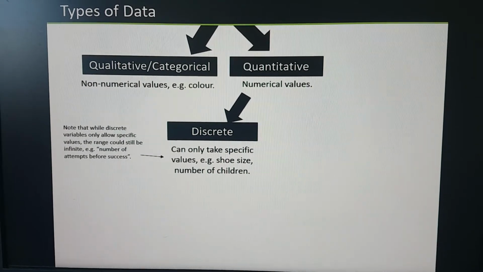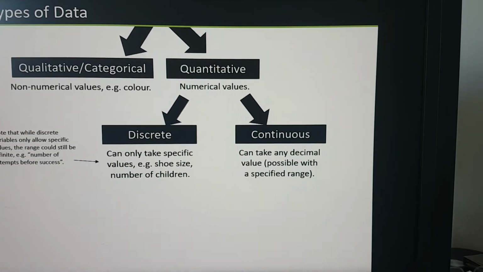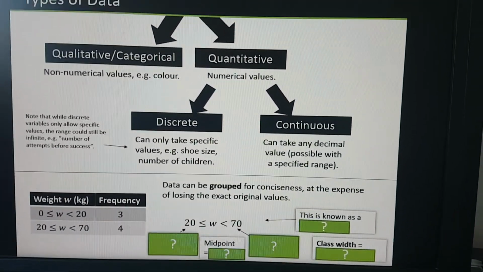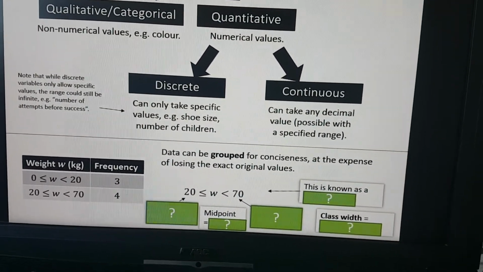There are discrete and there are continuous. Continuous can take any decimal value possible within a specific range. Okay, so you need to know the type of data. That is an example here.